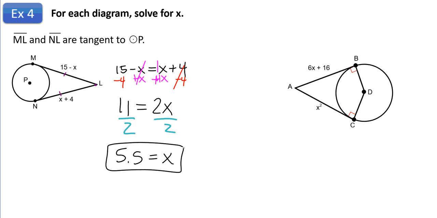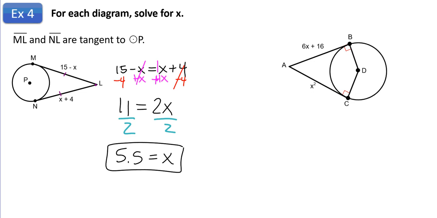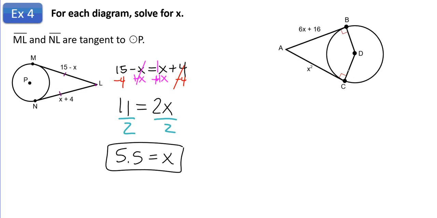Okay, on this next diagram, it shows us that those are right angles, which means that we have some tangents here. AB is tangent to the circle and AC is tangent to the circle. So if we would like to solve for x, we know that those two tangent segments must be equal to each other. We set them equal to each other. X squared equals 6x plus 16.